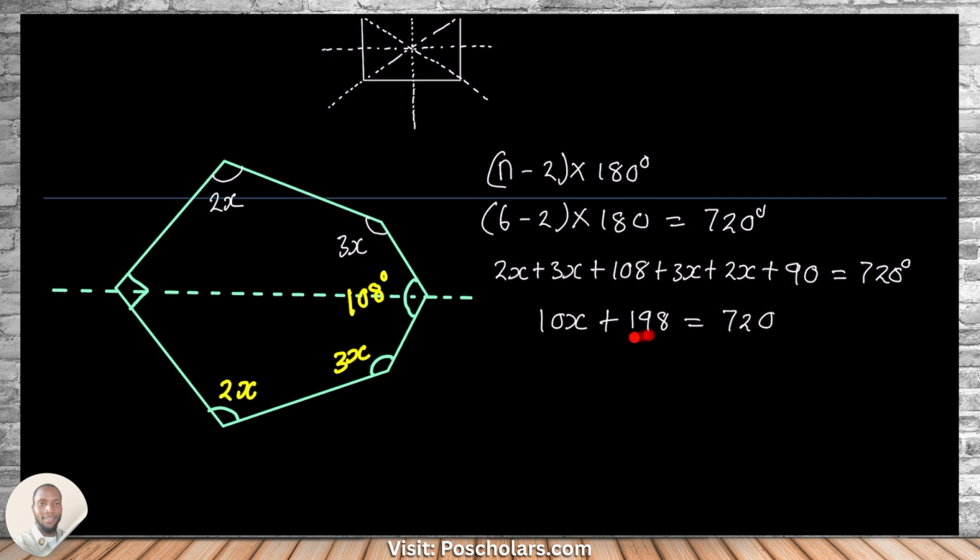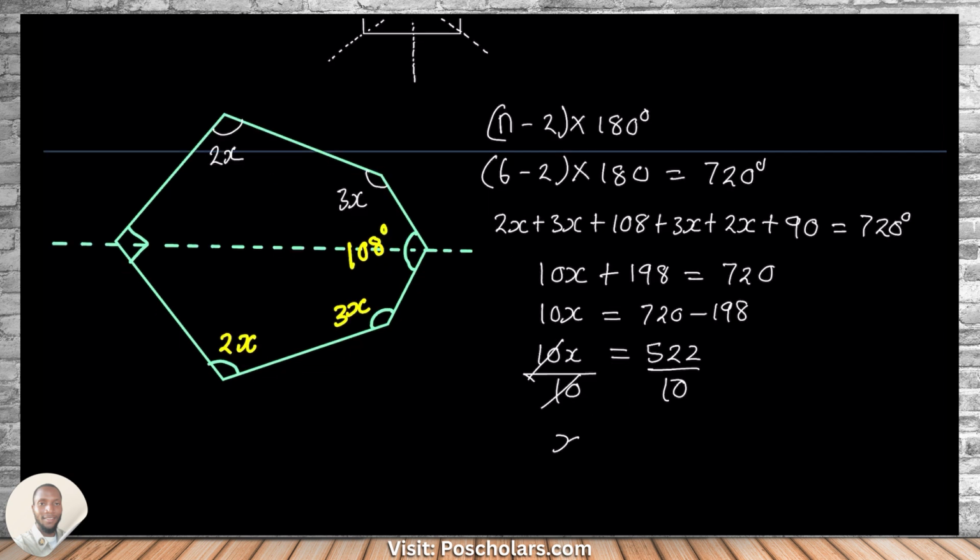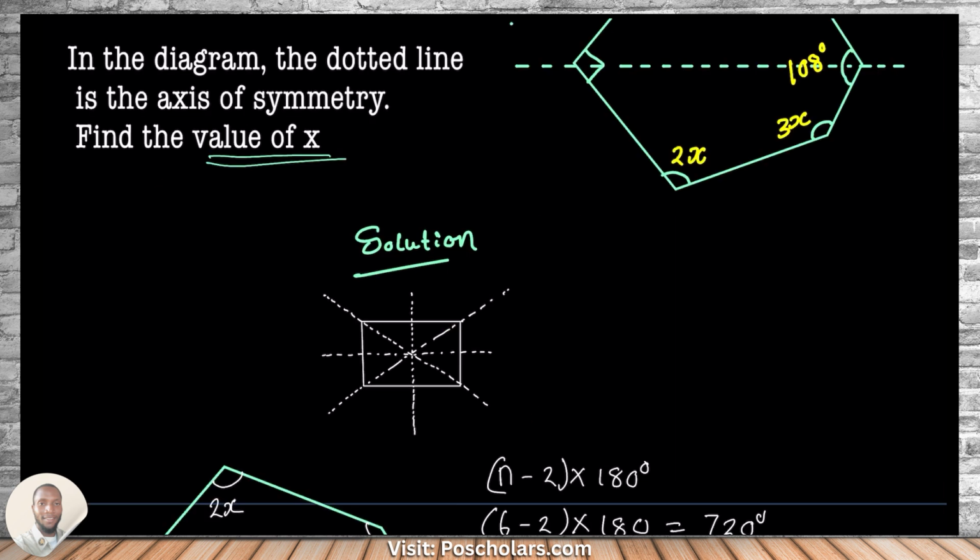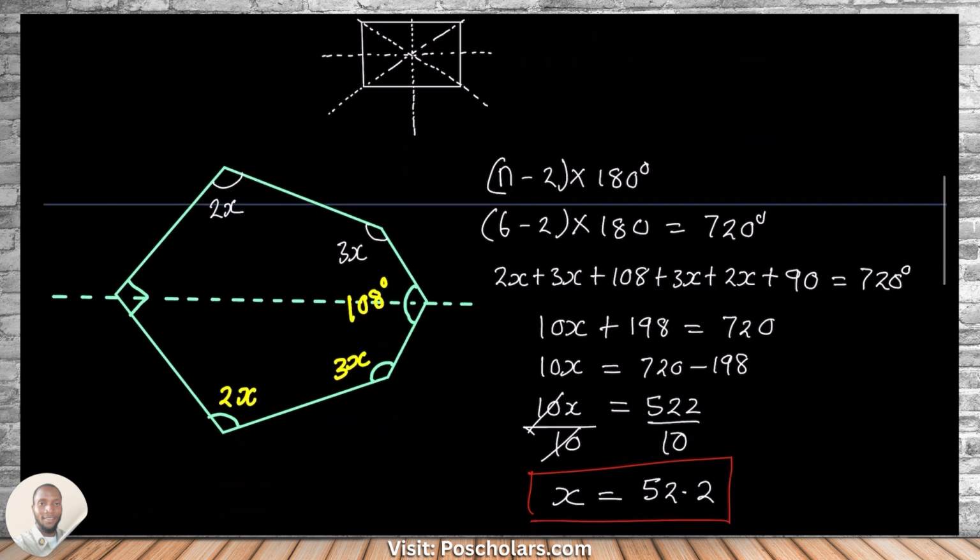Next, we subtract 198 from both sides. When we do that, we have 10x equal 720 minus 198, which gives 522, right? So we divide both sides by 10, right? 10 cancels 10. Then we have x equal 522 divided by 10 gives 52.2. And this is the final answer, right? The question asks us to find the value of x, and the value of x is 52.2.